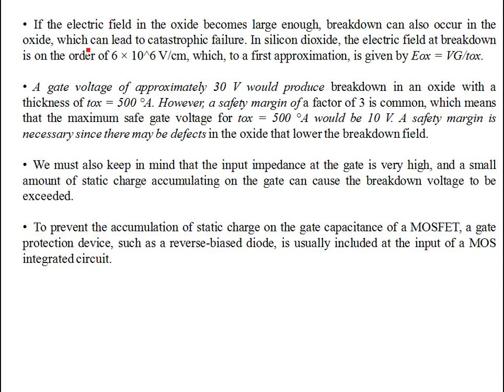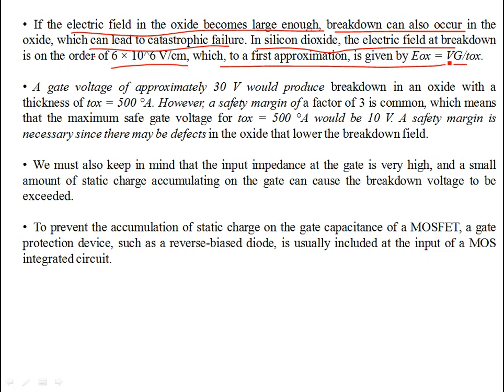The fourth mechanism is that if the electric field in the oxide becomes large enough, breakdown can occur in the oxide, which can lead to a catastrophic failure. For silicon dioxide, the electric field at breakdown is of the order of 6 million volts per centimeter, which to the first approximation is given by the ratio of the gate voltage and the thickness of the oxide. You see, the breakdown of the insulator is given in volts per meter or volts per centimeter. So the typical order of magnitude for silicon dioxide is 6 times 10 to the power 6 volts per centimeter.